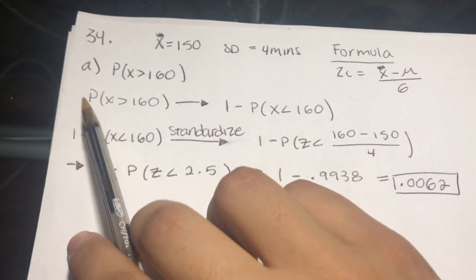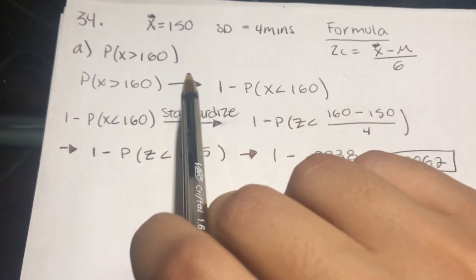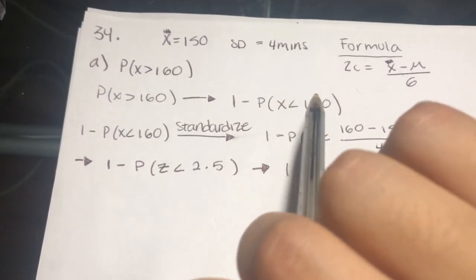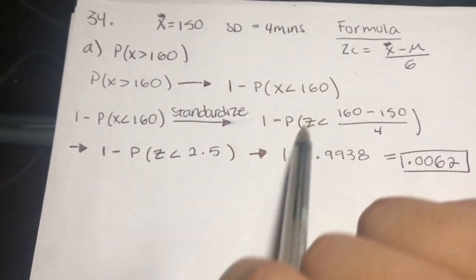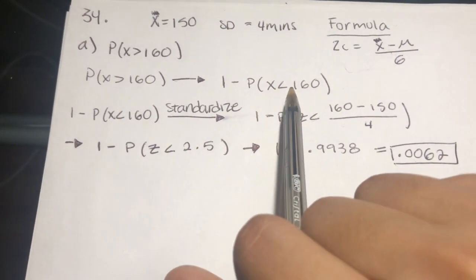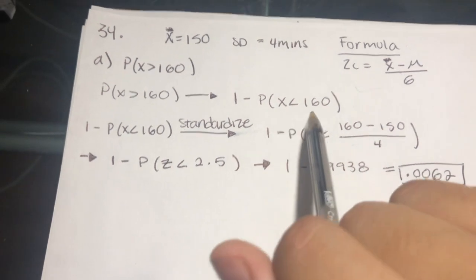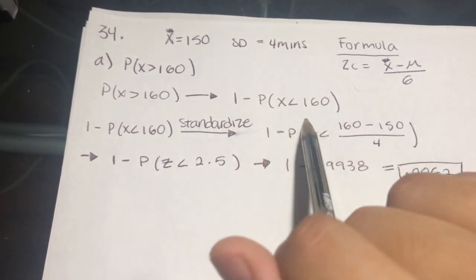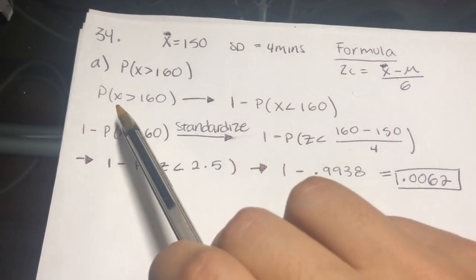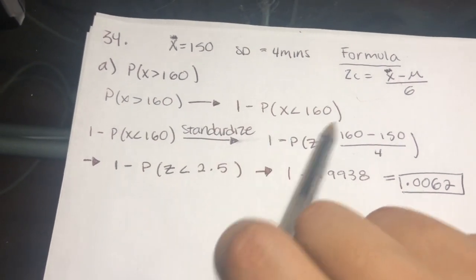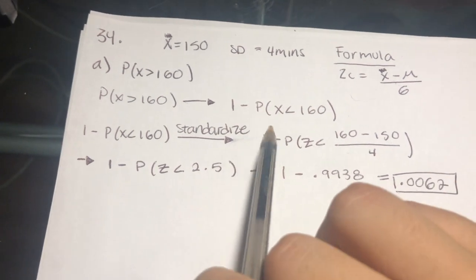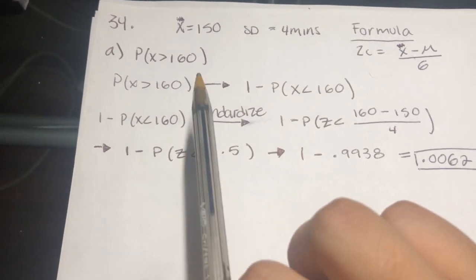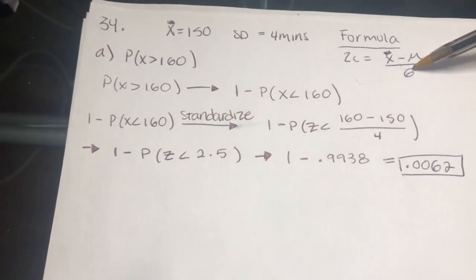So in this case, we have the probability that x is greater than 160. This will change to 1 minus the probability that x is less than 160. This is because in our standardization process, we can only use less than values. So we can't use greater than. That's why we're going to switch it to a less than value by subtracting from 1 and just flipping the sign.